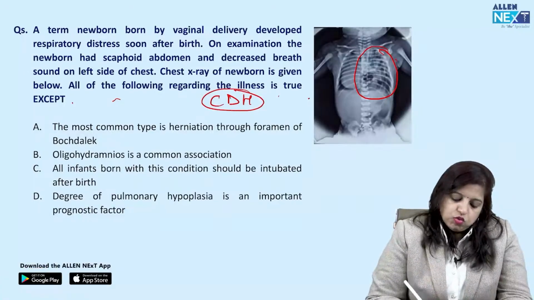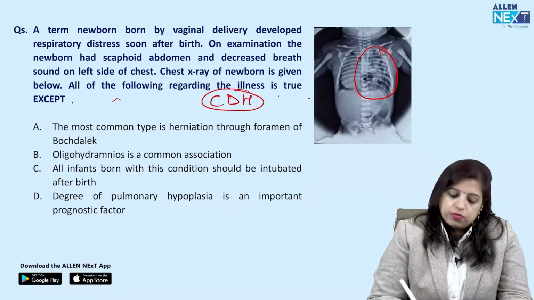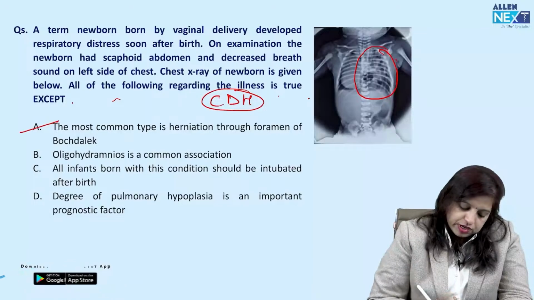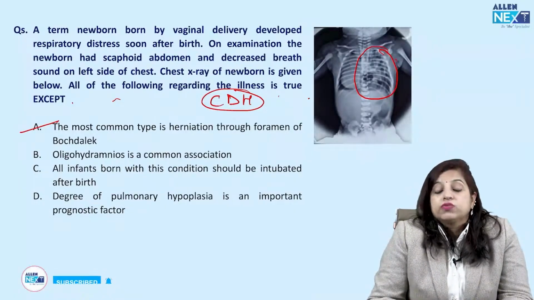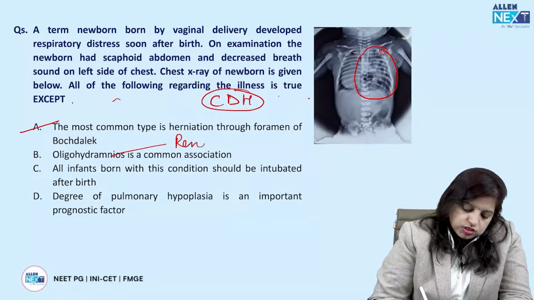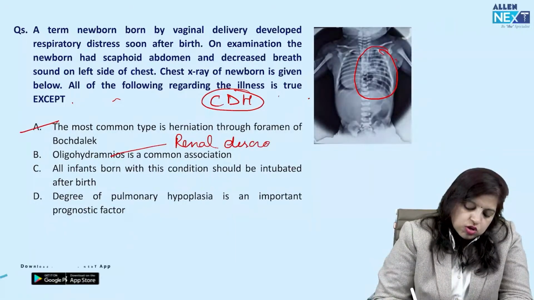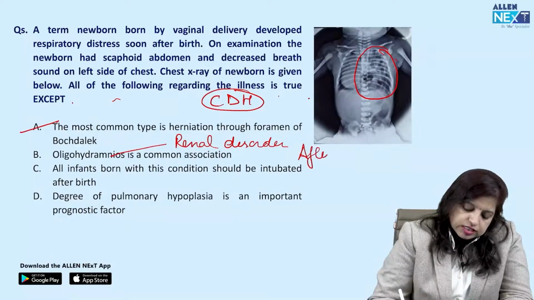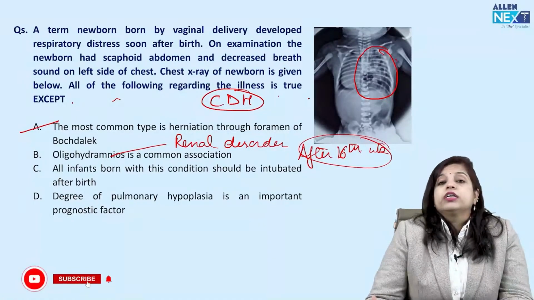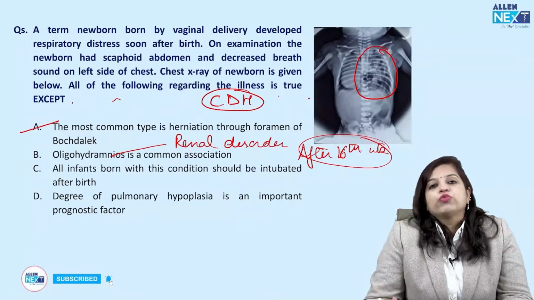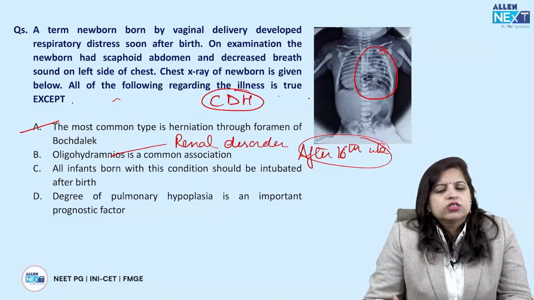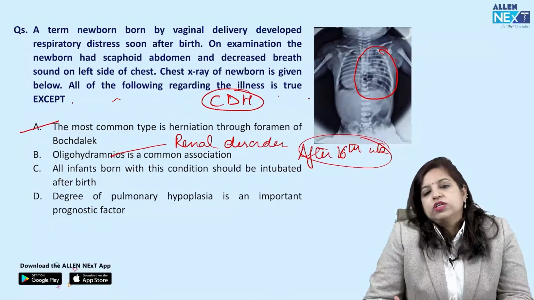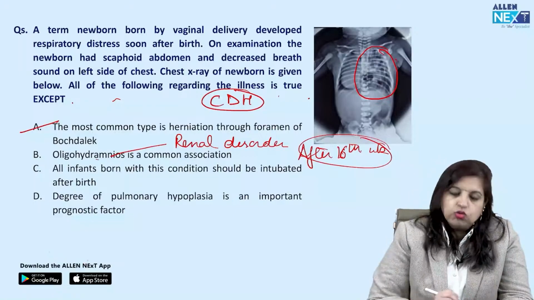Very true. The most common type is herniation through the foramen of Bochdalek. Yes, this is the true statement. Oligohydramnios is a common association. Please remember, oligohydramnios will be seen with the renal disorders. Why renal disorders? Because we know that after the 16th week of gestation, it is the urine of the fetus which contributes maximally to the amniotic fluid. So whenever there are renal disorders, some congenital abnormalities of the renal system, then we get to see oligohydramnios.